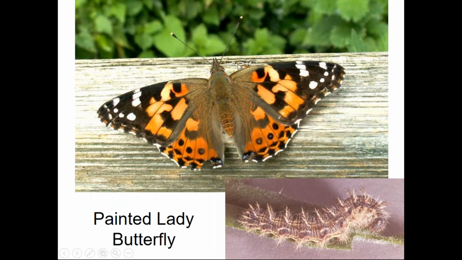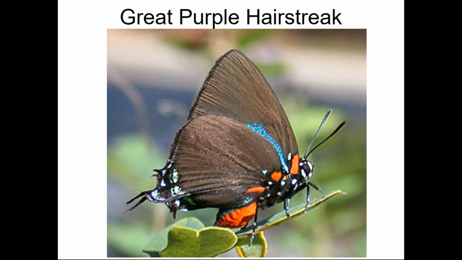The most common butterfly any time of the year is the painted lady, and that's because their caterpillars will feed on a variety of food plants. They're not that picky. And so if one plant's not available in a certain year, they can use other ones to suffice. They're more of a generalist.